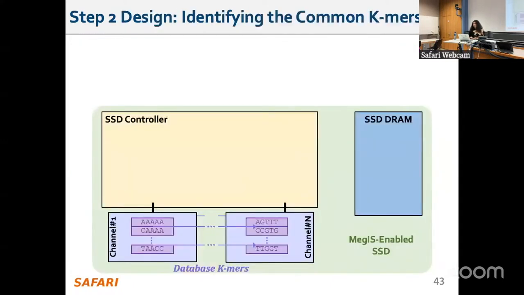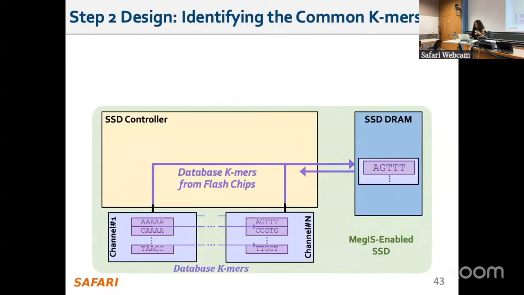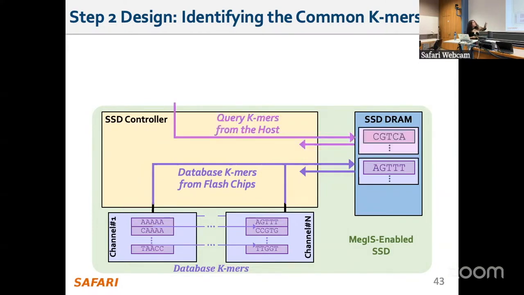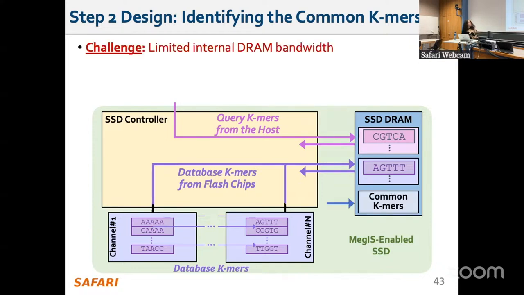So to identify the common k-mers, as we discussed, we need to see what is in the database and what is in the query k-mers. So relying only on the small DRAM with its limited bandwidth in the SSD to buffer the k-mers that come from the database and the query k-mers that are coming from the sample analyzed in the host system, and then reading them out to perform analysis on them and find their intersection, and finally writing the common k-mers in the DRAM, can pressure this limited internal DRAM bandwidth of the system.